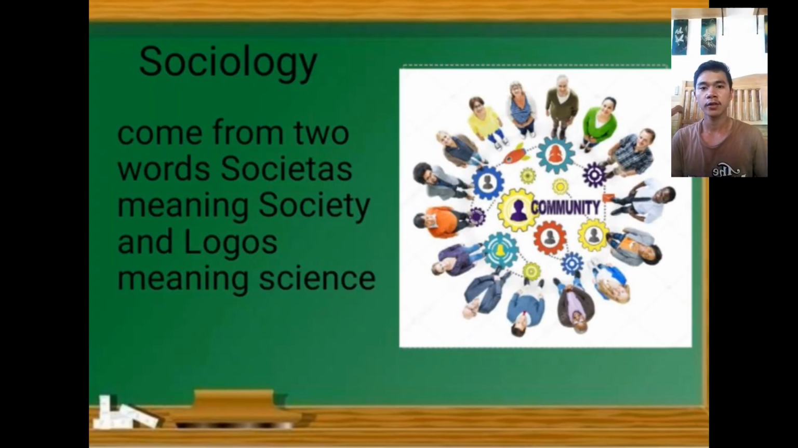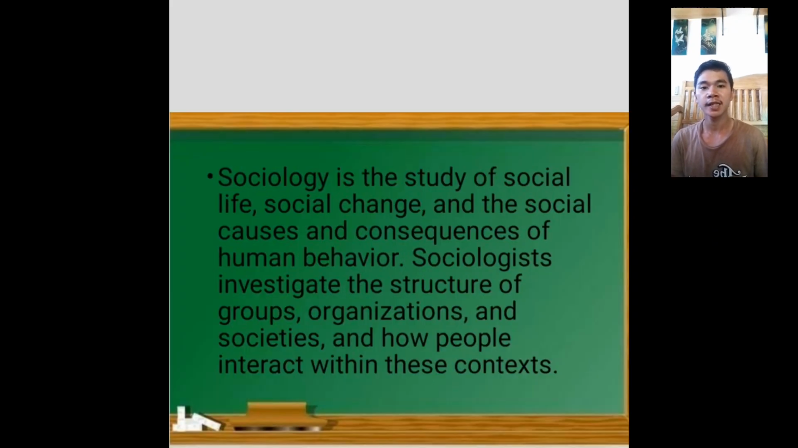The next is sociology. Sociology comes from two words, societas, meaning society, and logos, meaning science. So sociology is the study of social science, social life, social change, and the social causes and consequences of human behavior. Sociologists investigate the structure of groups, organizations, and societies, and how people interact within this context.